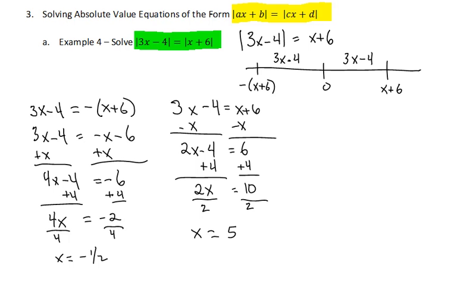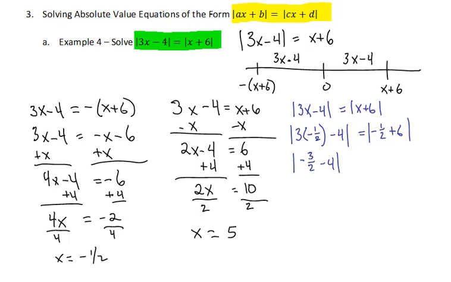This time I'm going to go back to that original equation, because I really have to show that these two values of x make that original statement a true statement. So I set up the equation, absolute value of 3x minus 4 is equal to absolute value of x plus 6, and I'm substituting x equals negative 1/2. When I do that and multiply 3 times negative 1/2, I get negative 3/2, or the absolute value of negative 3/2 minus 4 is equal to negative 1/2 plus 6.